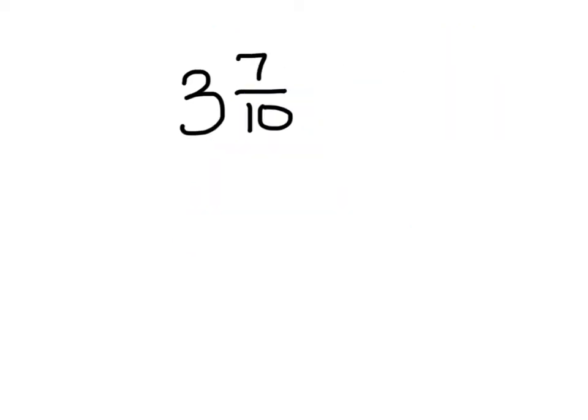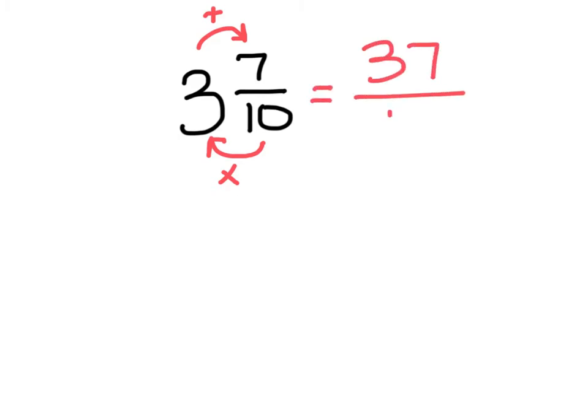Let's try the shortcut one more time. So I would start at the bottom and do 10 times 3, which is 30, and then I would add the number on the top to get 10 times 3 is 30, plus 7 is 37, and I always keep my denominator the same.